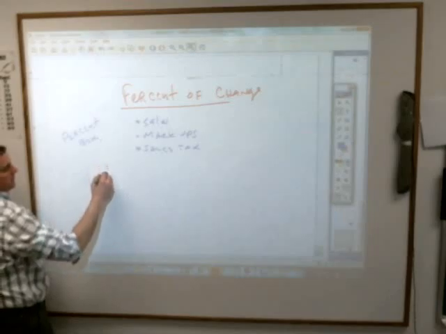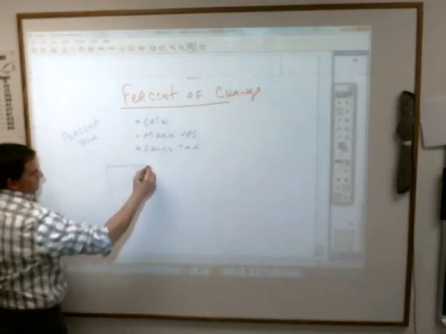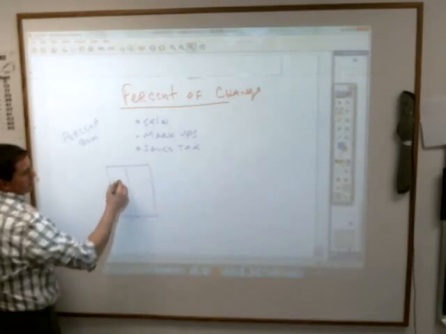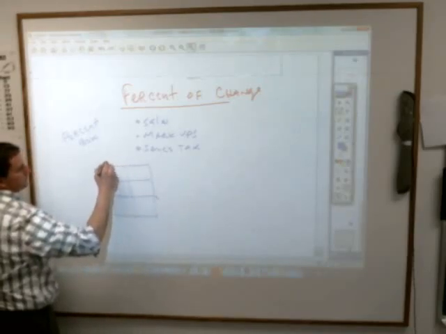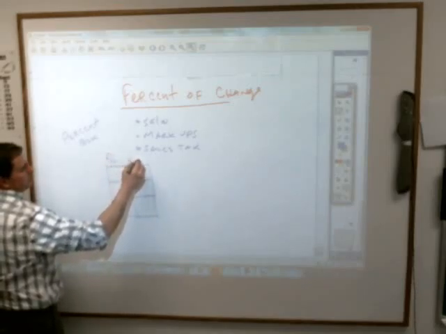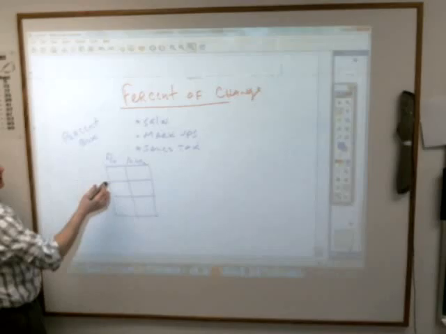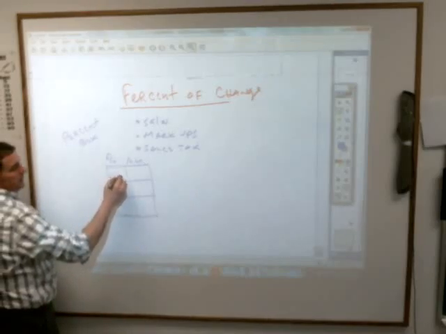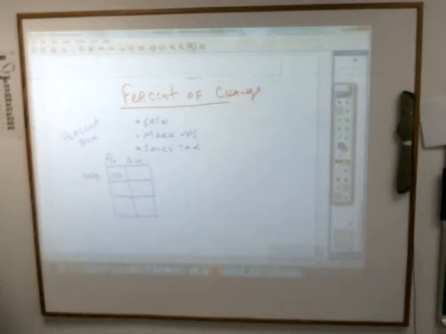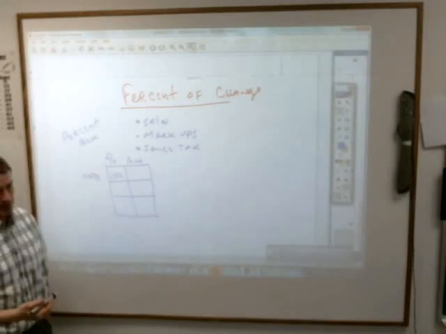In these percent boxes, when you draw them, you need three rows, two columns. This is the percent, this is the actual. You're always starting out with 100% at the top because that's the original number. You're now starting with 100%, and you're changing that 100%.